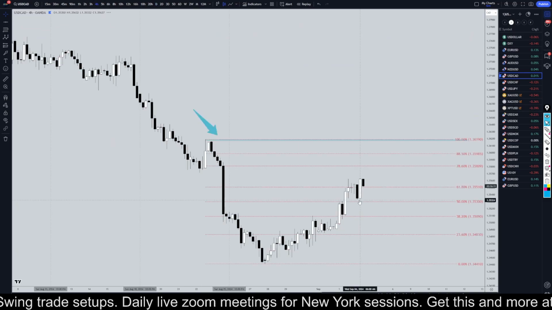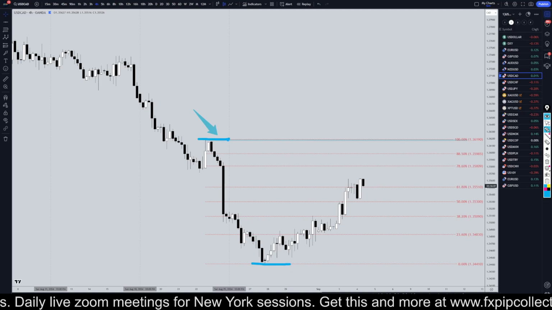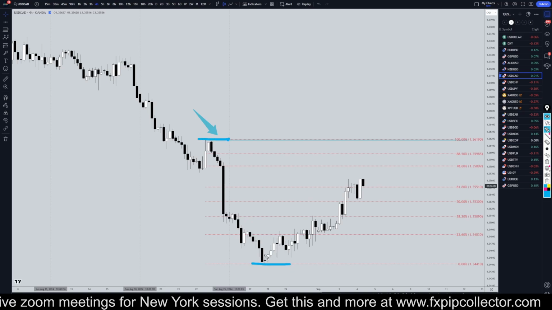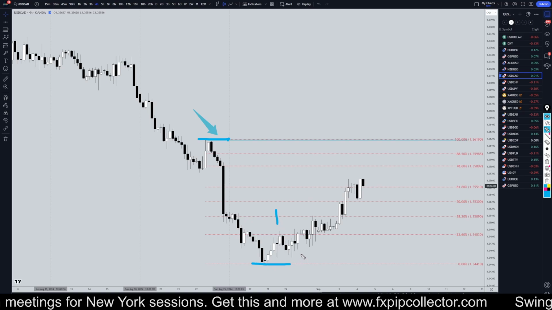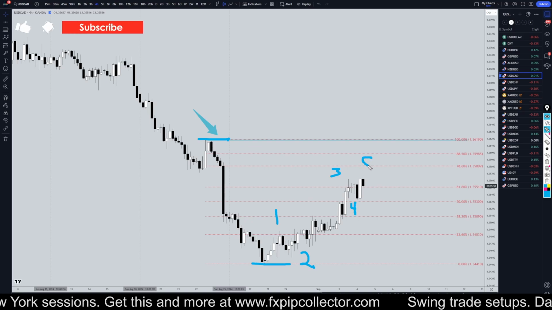So going down to the 4 hour time frame. On the 4 hour time frame, as of right now, I only have my Fibonacci retracement on this move right here. This move to me is very, very clearly an uptrend. I think it's 1, 2, 3, 4, and possibly we're in a wave 5 right now.